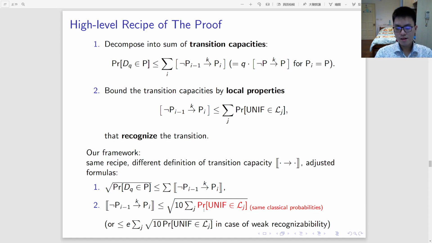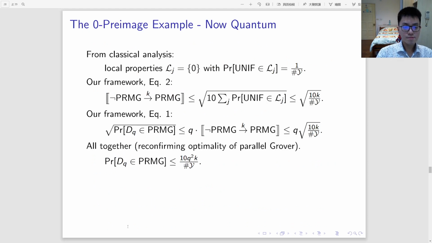We also have different kinds of recognizability. For example, in the case of a weaker notion of recognizability, we can bound the transition capacity by these formulas. However, the point is, it's just a matter of recycling probability from the classical proof and plugging into the formulas to obtain a quantum bound.